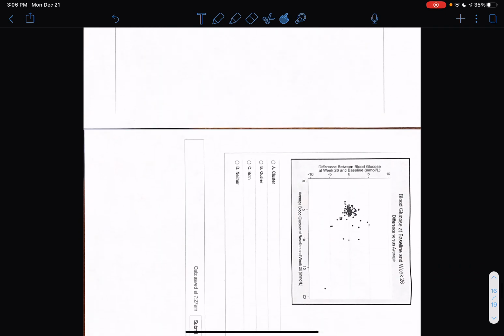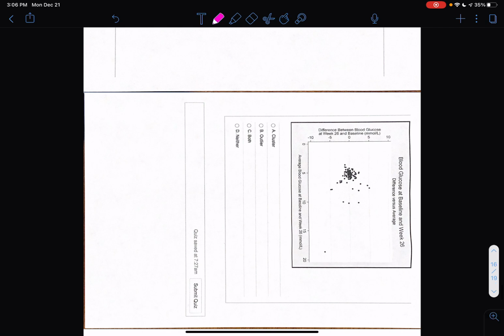Now looking at this very last one, you can kind of flip your head if you want to, but I kind of have a group right here. They're all kind of bunched up together, so I have some type of cluster, but if I look, I also have an outlier over here, which is just a random point completely away from the rest of the data. So I actually have both for this one.